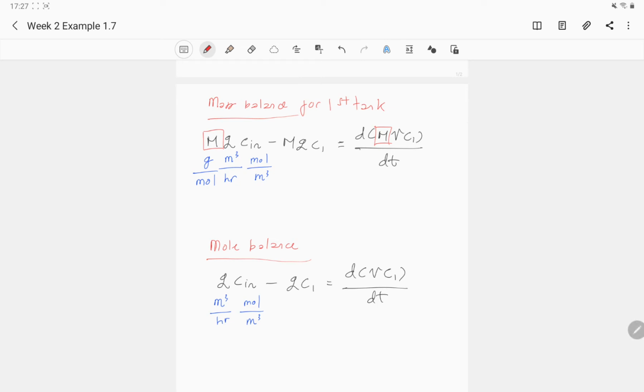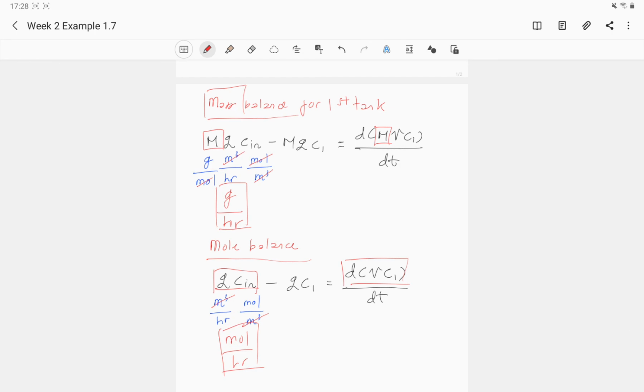there is no molecular weight term appearing on the left hand side and on the right hand side. So if you multiply all these things, with meter cube you will end up with gram per hour, whereas in here with meter cube, you will end up with mole per hour. So if I ask you to make a mass balance, then you need to make sure that the units on the left hand side and on the right hand side of your expression match each other.